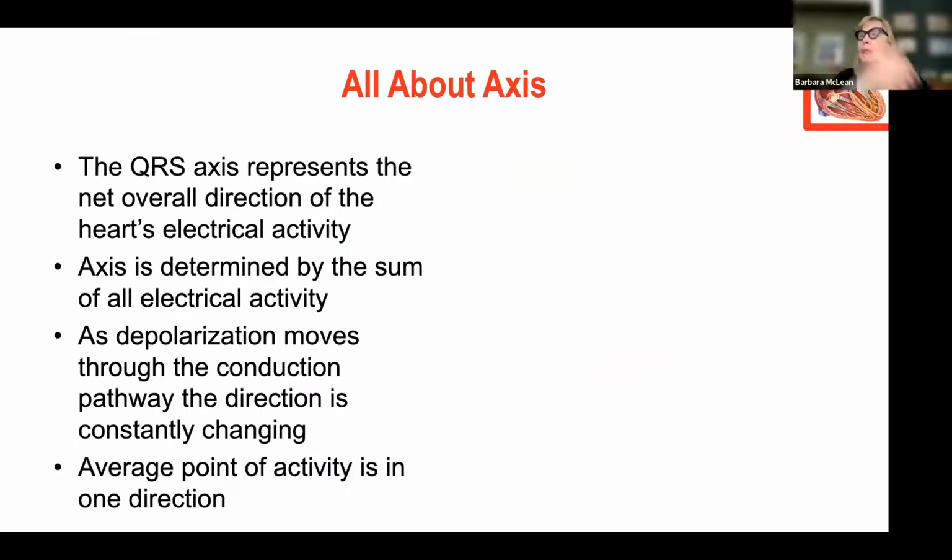Okay. So all about axis. Axis represents that average of all those millions of instantaneous vectors. So the average of the current that is directionally averaged of the current that depolarizes the heart. So it's just the sum of all the electrical activity. So let's just think how simple what I just said was. If I have an area on the myocardium that is infarcted, it's no longer depolarizing. So it's taken out of the average.